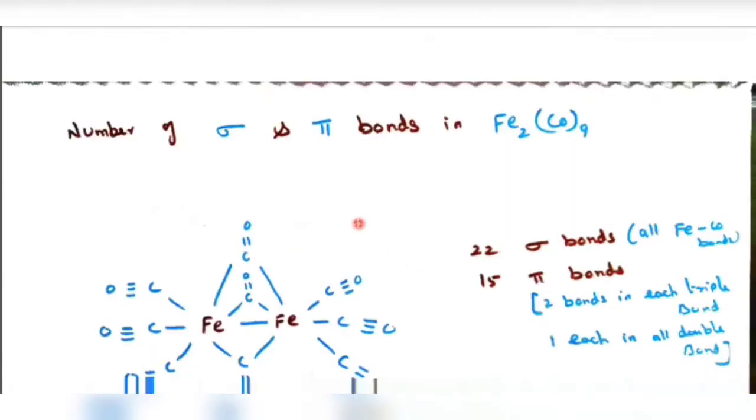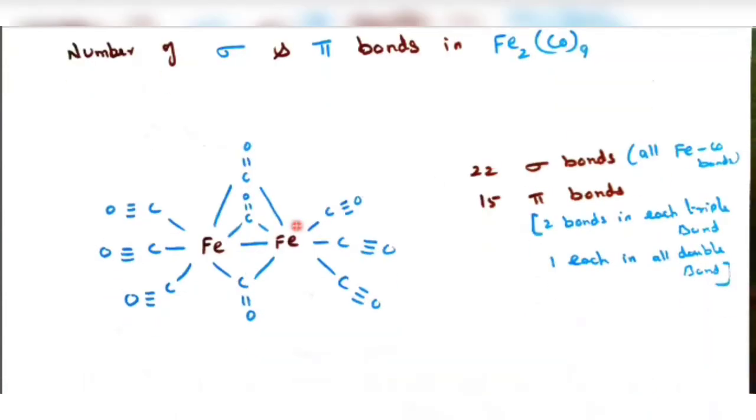So let us see one more neat question: the number of sigma and pi bonds in Fe2(CO)9. Here the bond is Fe, I already told you Fe sigma bond Fe. These are all triple bonds, and the bridge carbonyls are having the double bond.